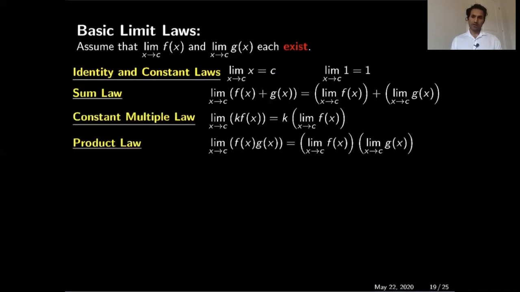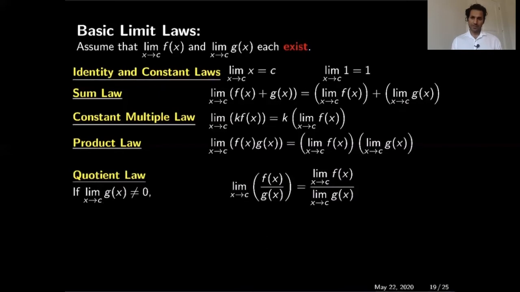The next three laws are the sum law, the constant multiple law, and the product law. The sum law says that the limit of the addition is the addition of the limits. The constant multiple law says that you can pull the constant out of the limit. And the product law says that you can calculate the limit of the product as the product of the limits. These laws only hold when the limits of these functions exist. If the limit of one of these functions does not exist, you cannot use the product law.